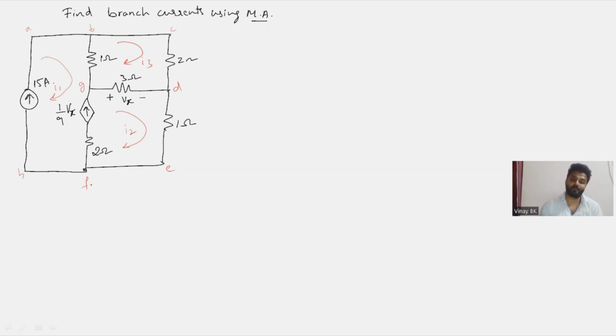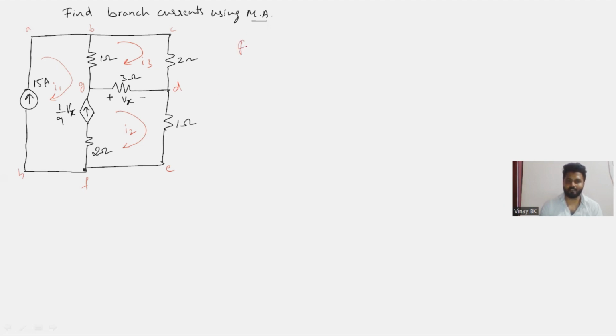of current is flowing from F to Z. So that is nothing but a voltage dependent current source, and it depends on voltage Vx. And they mention Vx here, that is the voltage drop across 3 ohm along with the polarities. So first analyze the circuit, then write the mesh equation.